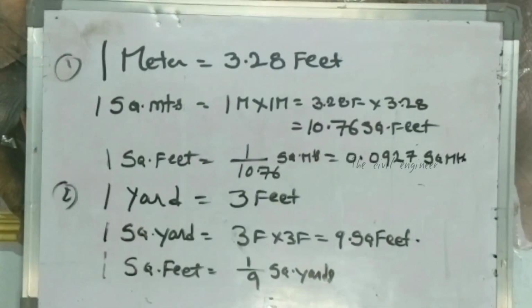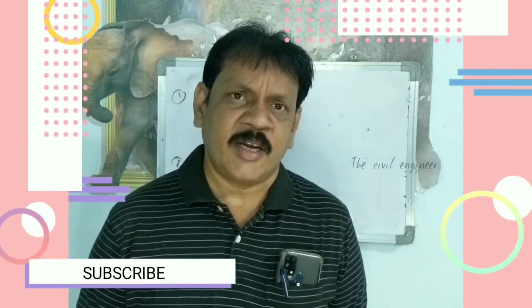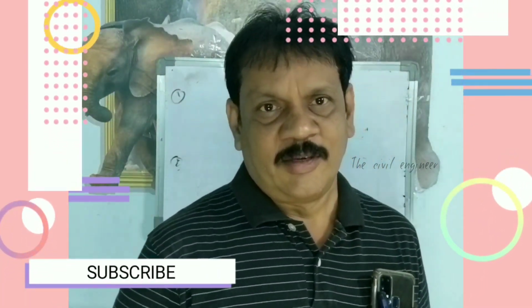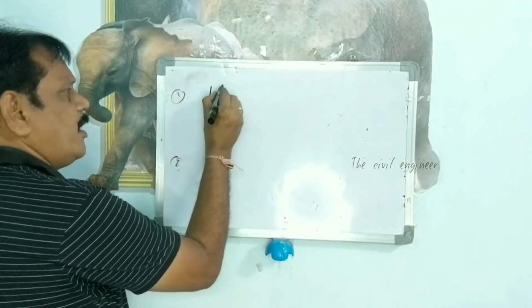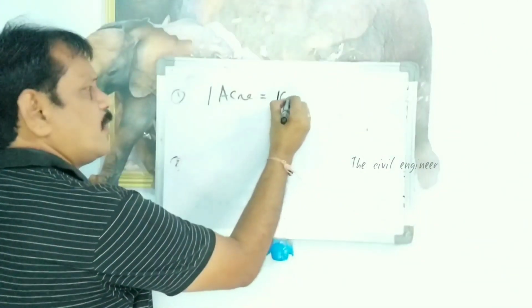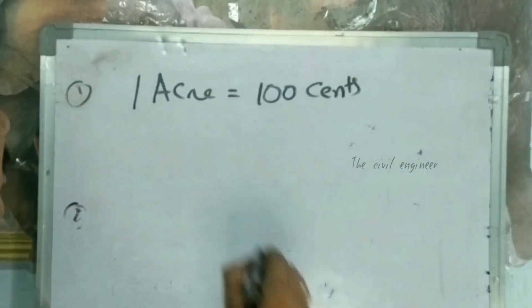The next one, acres to cents. Sometimes the site is available in acres, because in many areas the site is available in acres or sometimes in cents. So we have to know the conversions of acres to cents, and at the same time, cents to square feet, square yards or square meters, whatever the usage. So first, what is an acre? 1 acre is equal to 100 cents.